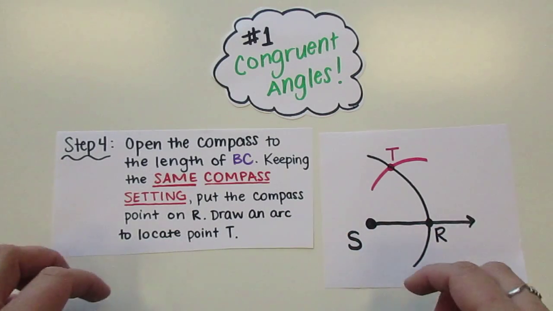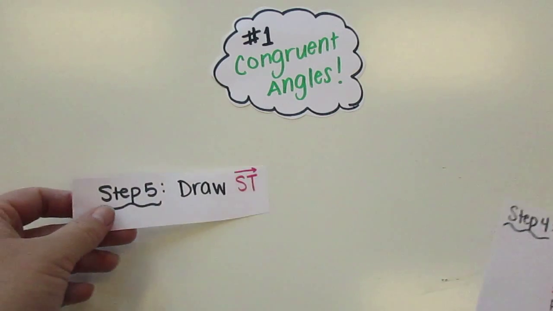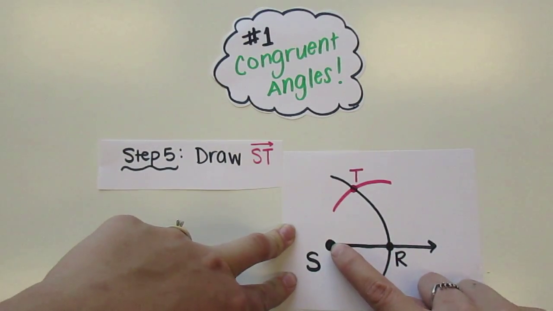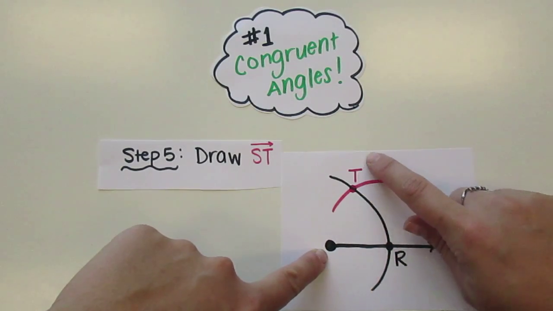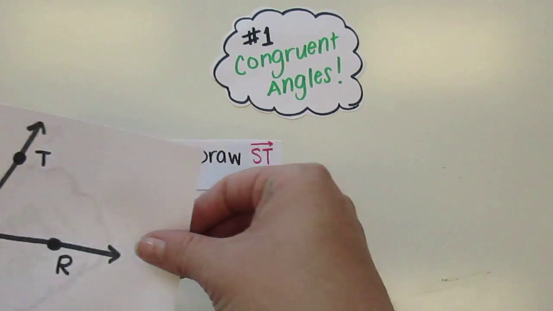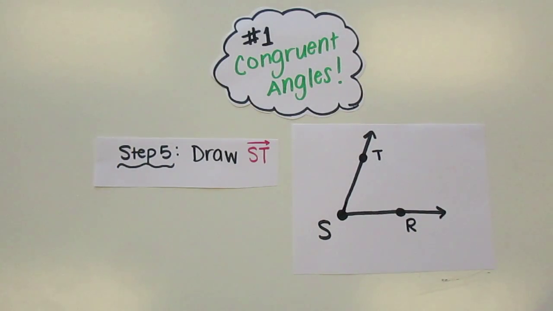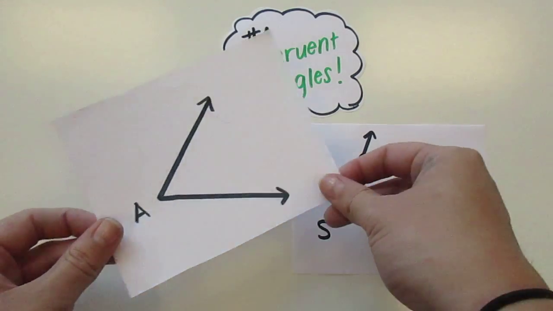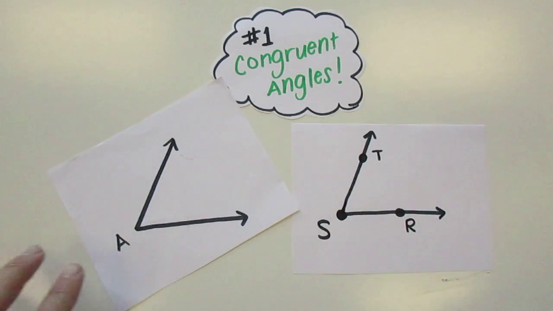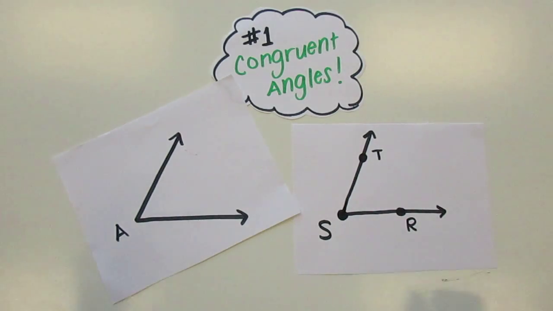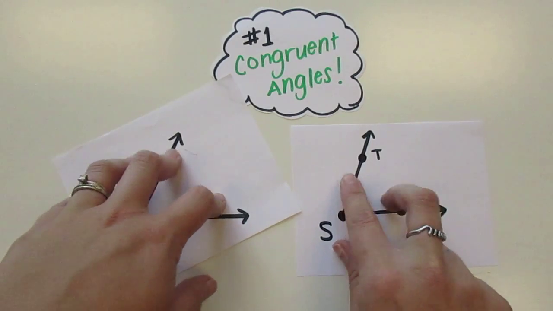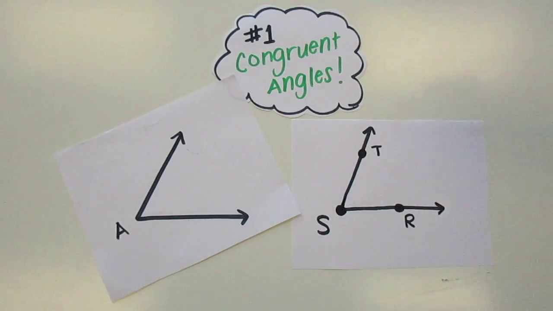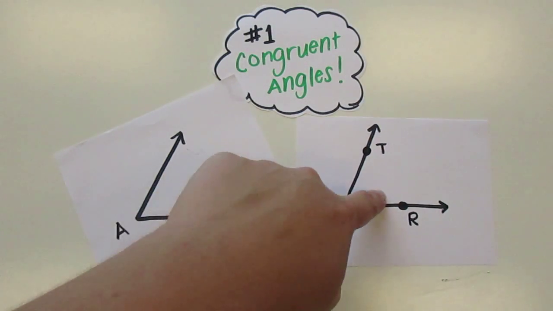And the final step to making a congruent angle is to draw ST. So now you are just going to take a ruler, put it on S, and connect it to T in a line to form your new angle S. And if you look back at these 2 angles, you can tell just by looking at them how similar they are. And in fact, if you had a protractor to measure them, you could tell these 2 are the exact same measure. So we have now made angle S so that S is congruent to A.